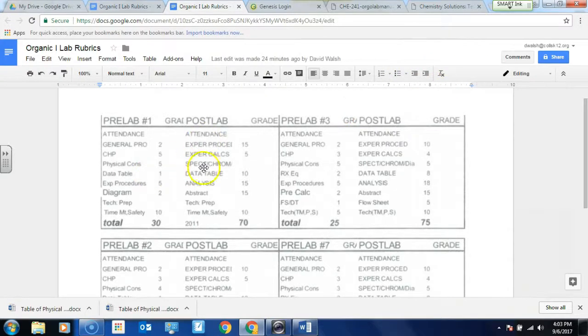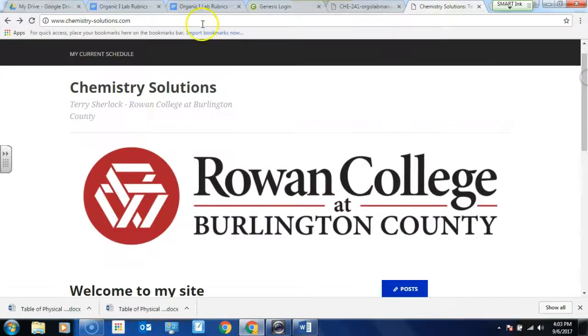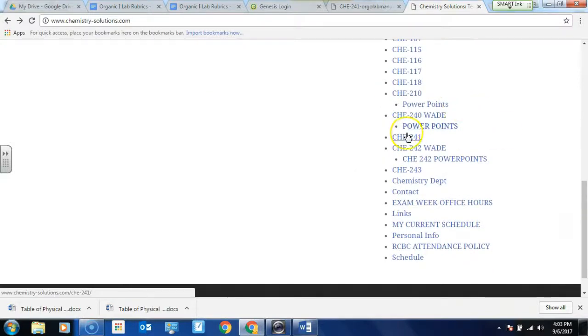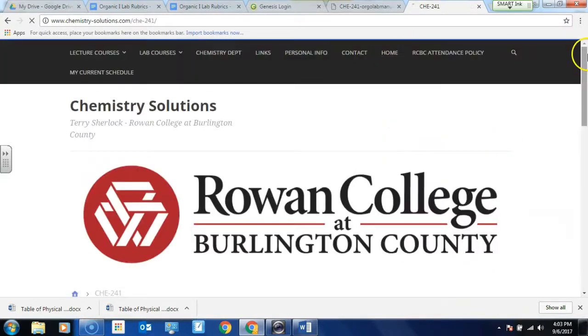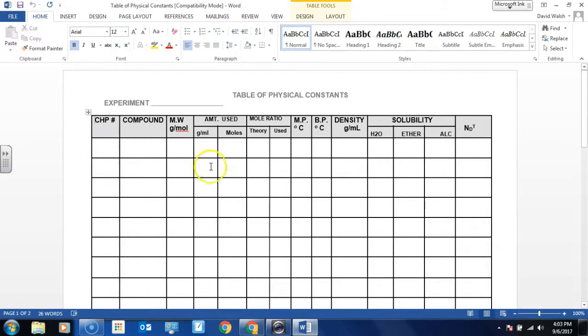Now, this is a digital thing, but it doesn't have to be digital. You can definitely handwrite the version, but if you go to Professor Sherlock's website, chemistrysolutions.com, and then scroll down to the CHE 241 site, you can then see down here it says template for physical constants. Okay, I've already downloaded a couple versions. You can see the download thing. So when I open this up, this whole thing comes out.